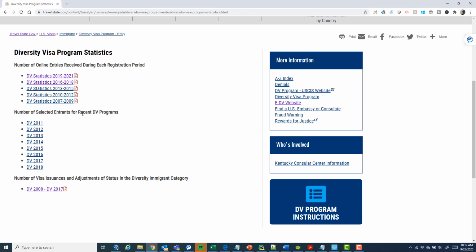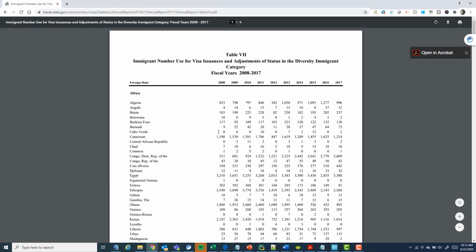Then there's a number of selected entrants for recent DV programs. This data here is up to 2018, but of course we know the selectee counts from the visa bulletins, but every so often they take that visa bulletin information and put it onto this area. And then finally, there is a number of issuances and adjustment of status information, and I'll just show you briefly what this looks like. This shows the numbers for each country over a period of time.